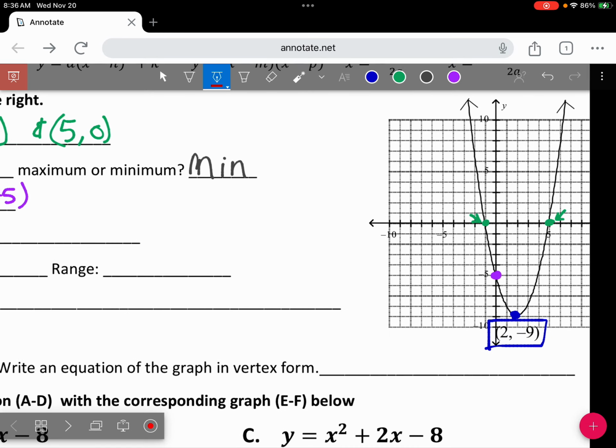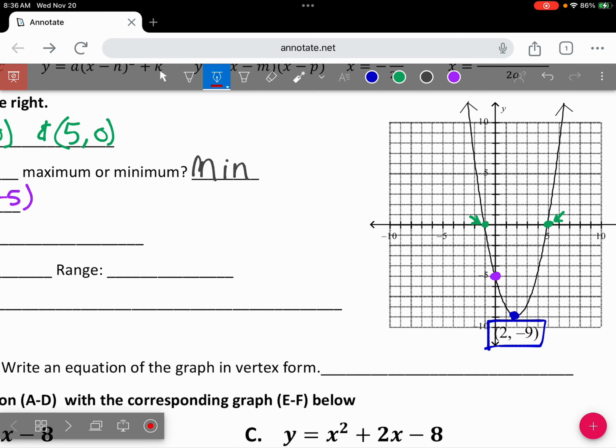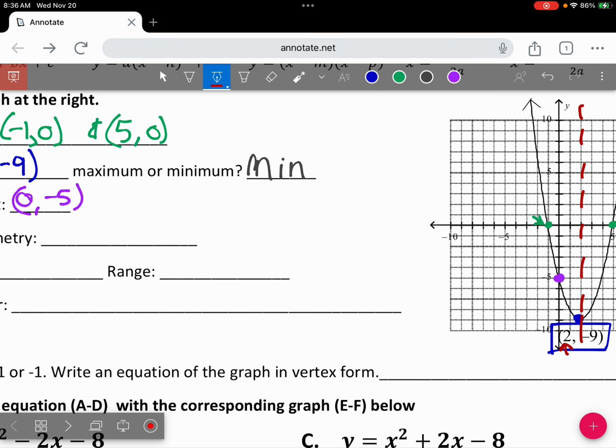Because where is our axis of symmetry? It's where it folds in half, which is always going to go through our vertex. If I was to fold it in half, I would fold it at the vertex. So this guy, our x value here, that is also our axis of symmetry. It's x equals 2.